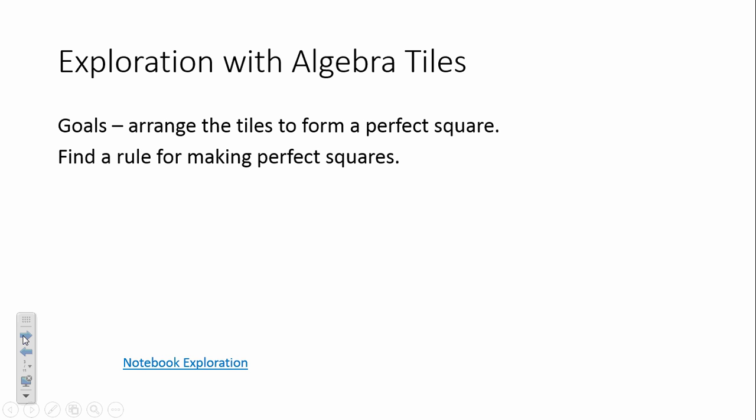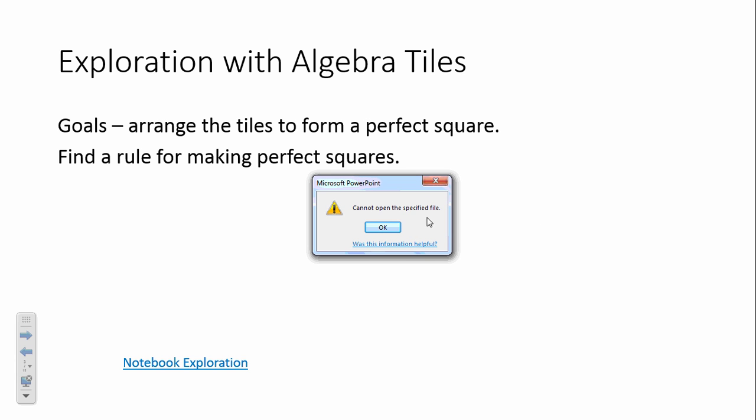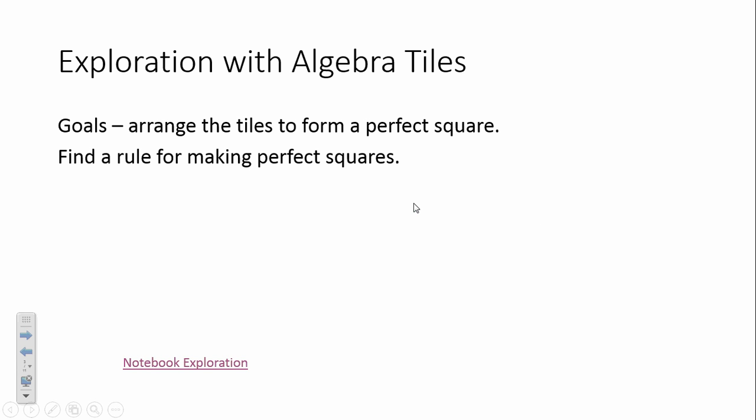All right. So our goals today are to arrange the tiles to form perfect squares. What do we mean by a square? What's a perfect square? Yeah, both sides have the same measurements, right? So if one is 6 across, the other would be 6 up. Okay, so we want perfect squares, not rectangles. And then we want to come up with a rule for making perfect squares. Okay, just let me open my file here.